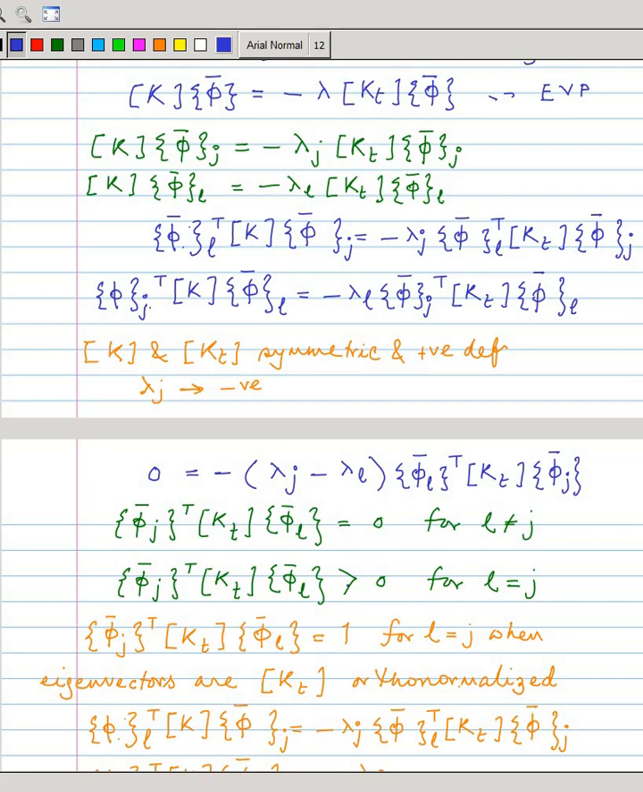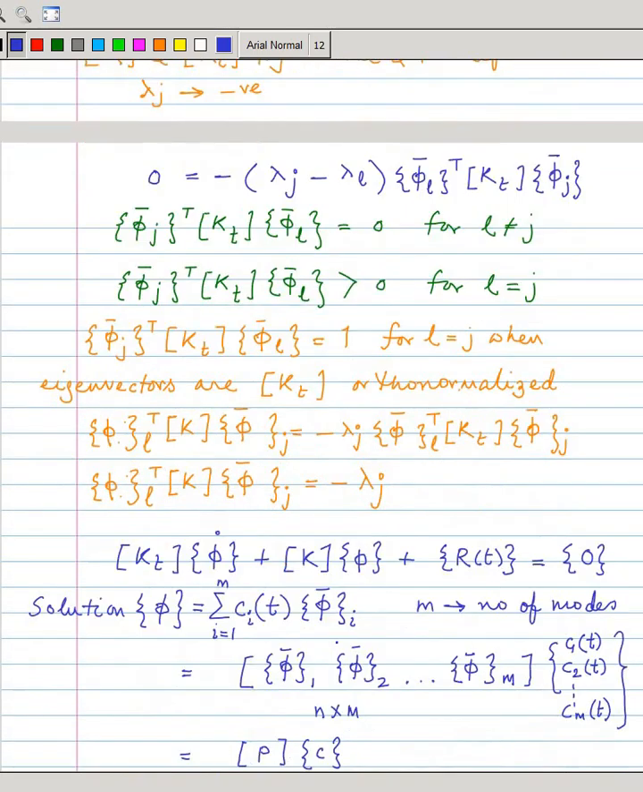So this is the orthogonality property, and this is not equal to 0, but we can make it 1. Suppose this is some positive value, we can make it 1 by dividing this and this, both are same because l equal to j, by square root of the value which we are getting here. So that is called orthonormalized. So if you orthonormalize, then this is equal to 1 for l equal to j, and the eigenvectors are kt orthonormalized. That means they are orthonormalized with respect to kt.